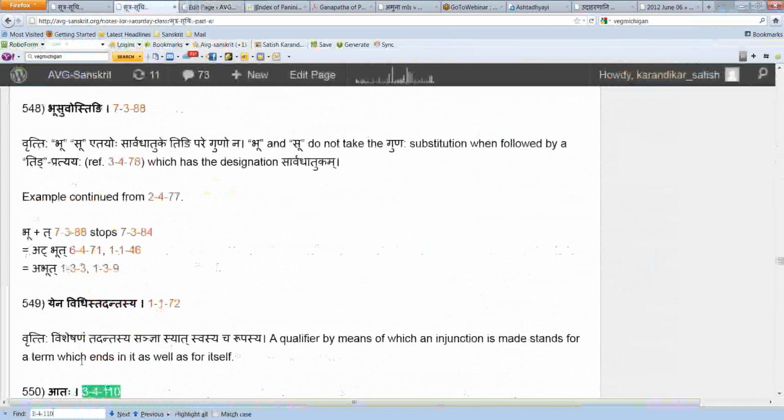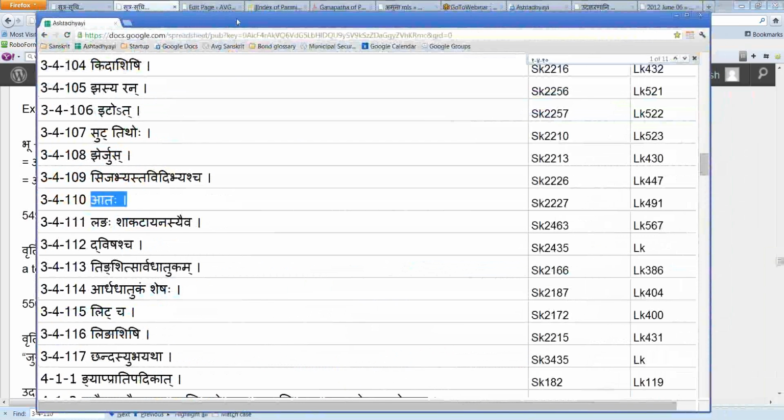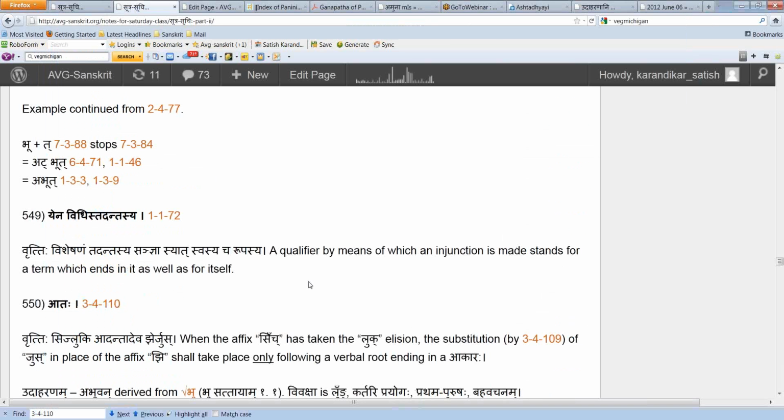It says Ataha says that Sijluki, when Sijluk has taken place, Adantad eva jerjus. So this limits when the affix Sich has taken Luk elision, substitution by Sijabhyasta vidibhyascha, right? Yeah. So now see Sijabhyasta vidibhyascha. It says when preceded by Sich or when Abhyastam or the Dhatu vid. Now Ataha says that if it is preceded by a Akaraha, so now how can we have a Akara preceding and Sich preceding at the same time? The Sich must have taken Luk. And then if you have Adanta Dhatu, like a form, I think we looked at a form after that.